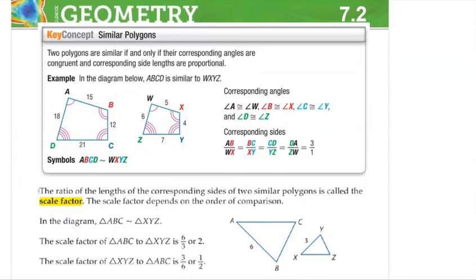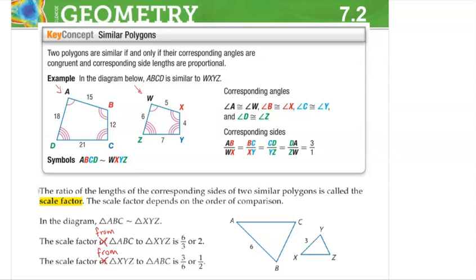And I want you to change "of" to "from". Put the word "from" in there just to make this a little bit more correct, and I'll explain this in a minute. Two polygons, or triangles or squares or rectangles or pentagons, are similar if and only if their corresponding angles are congruent and corresponding sides are proportional. So here's what this means. In this picture below, ABCD, this one, is similar to WXYZ, this one.